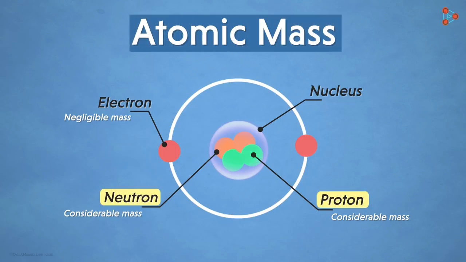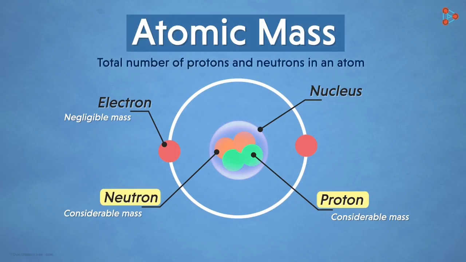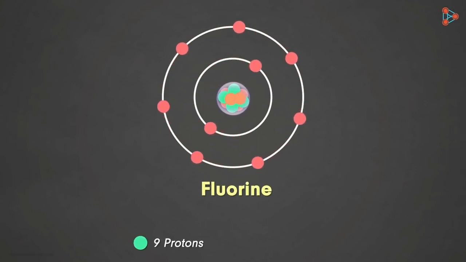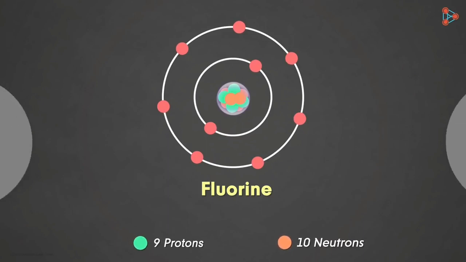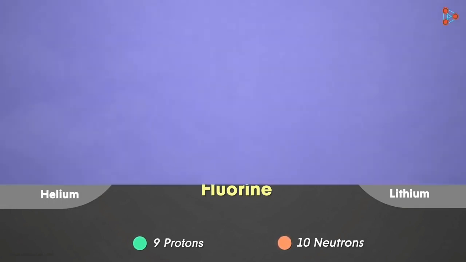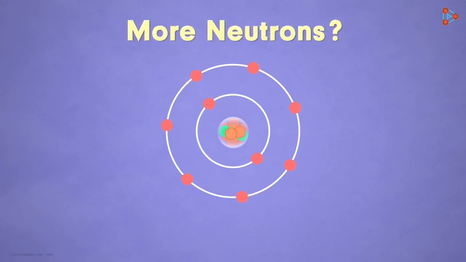Hence, the atomic mass is defined as the total number of protons and neutrons present inside the nucleus of the atom. It is also referred to as the mass number. Let us take a simple example. In case of a simple element like fluorine, we find that there are 9 protons and 10 neutrons in the nucleus. Wait a second. We have always come across cases where the atomic nucleus has an equal number of protons and neutrons. So how is it that the number of neutrons is more?